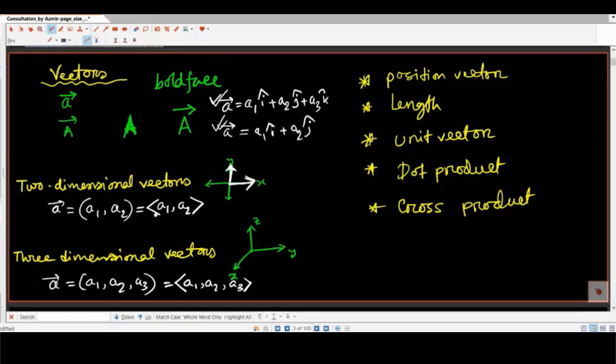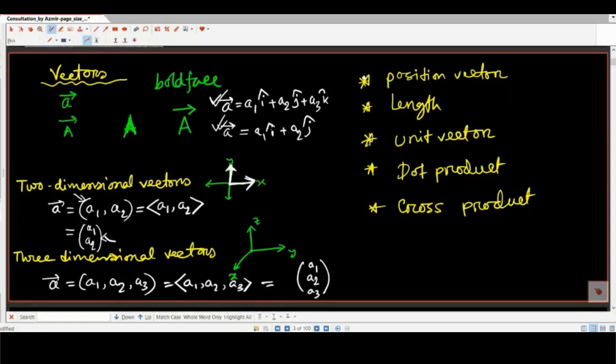We can also represent a vector this way, a1, a2. This is the representation row wise, and this is the representation column wise. Similarly, the three-dimensional vector can be represented in a column, a1, a2, a3. Before starting vector calculus, we need to have a strong knowledge of vectors.